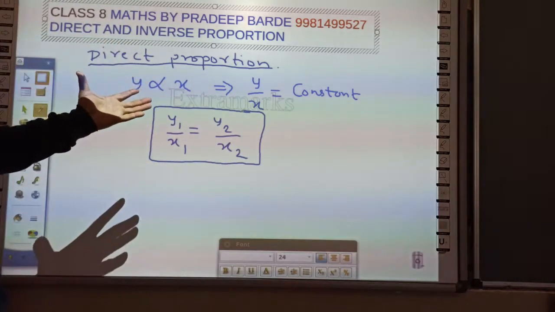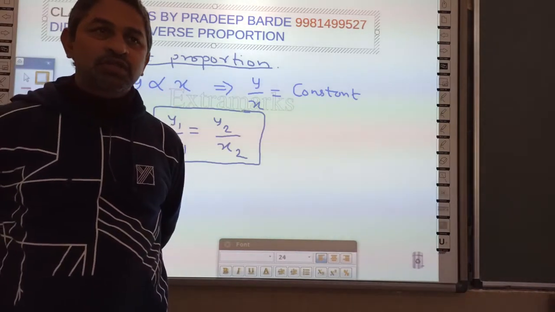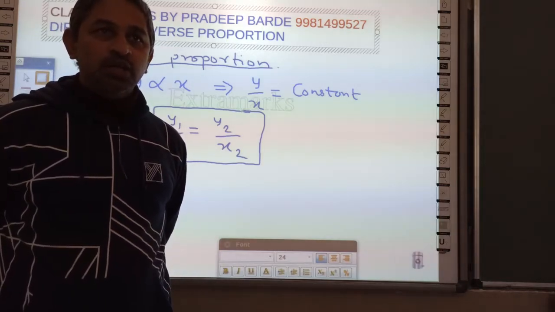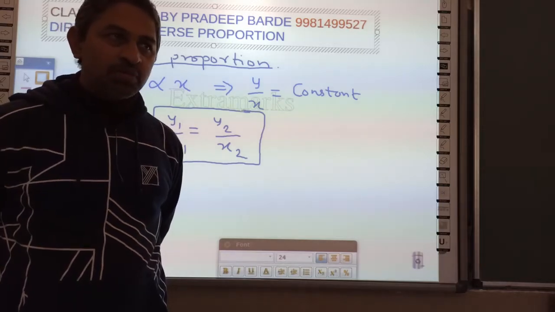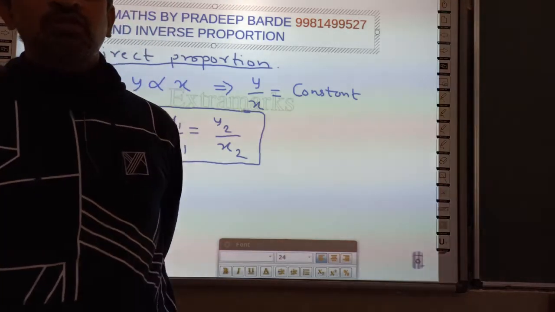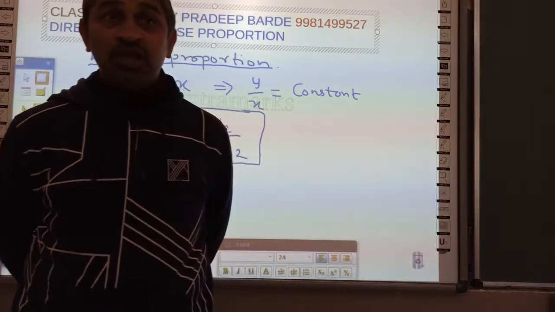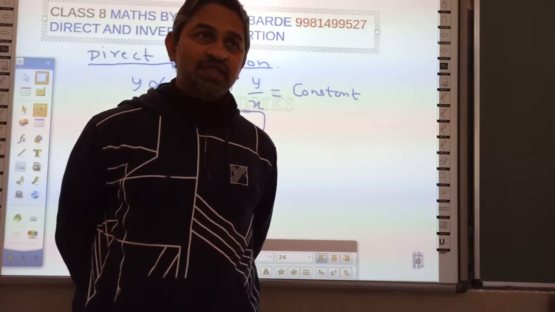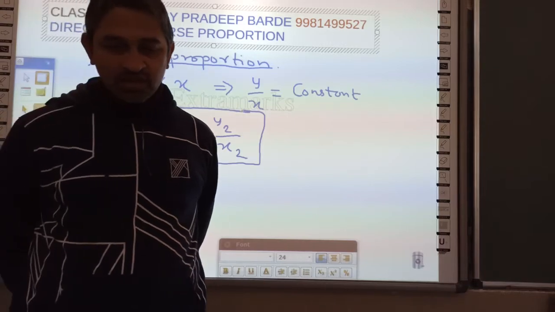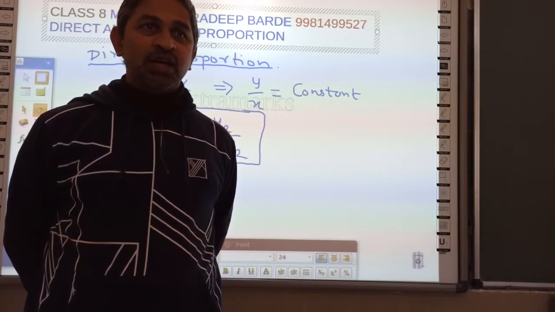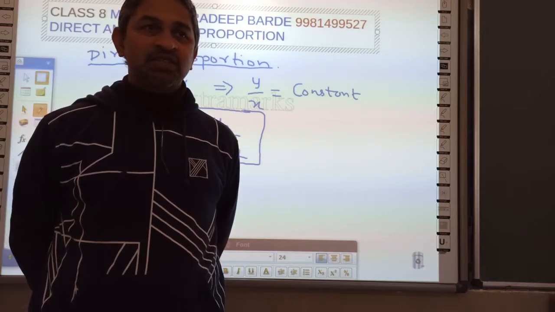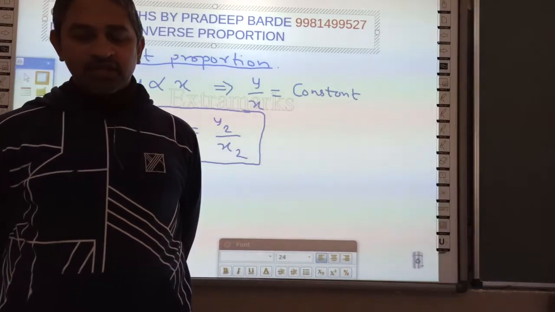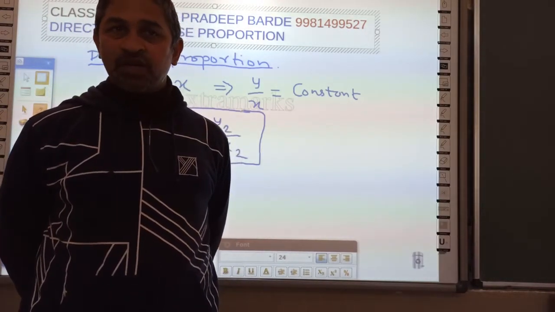It's a very important topic related to your daily life situations. For example, cost and quantity. If you buy 2 kg of apples, you may be paying 200 rupees. If you buy 5 kg of apples, you will be paying 500 rupees. So that is direct proportion, right? So cost and quantity, distance and time when the speed is fixed, number of packets and number of biscuits in the packet, this is directly proportional. Height of pole and the length of shadow, again it's an example of direct proportion.